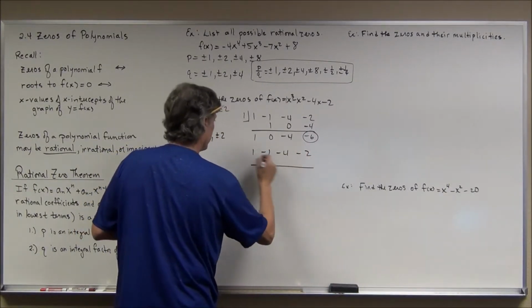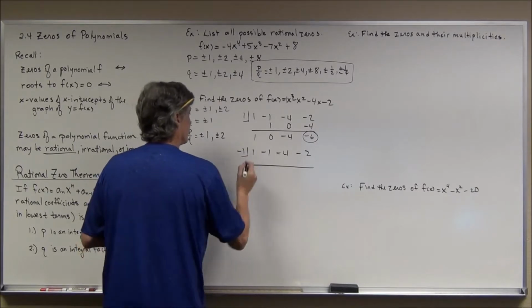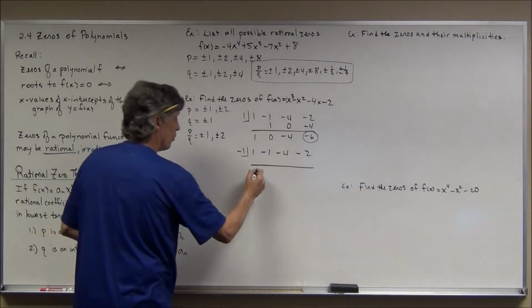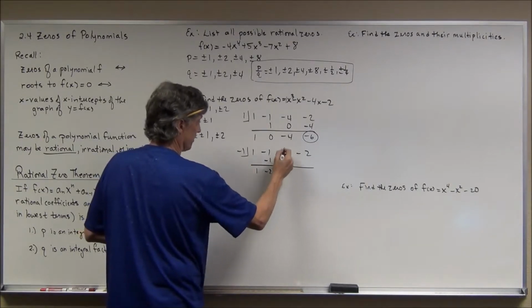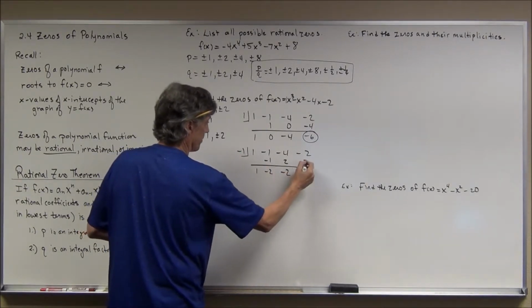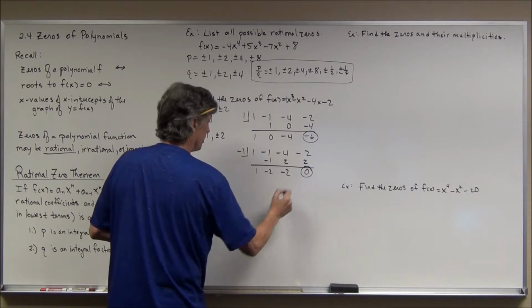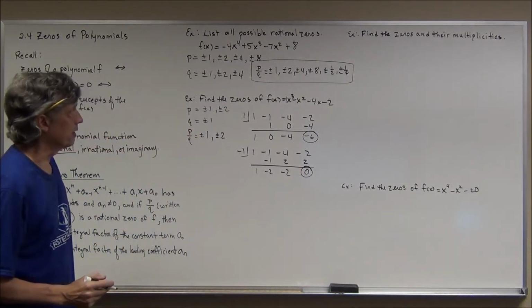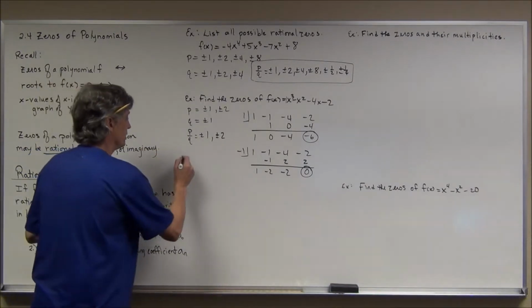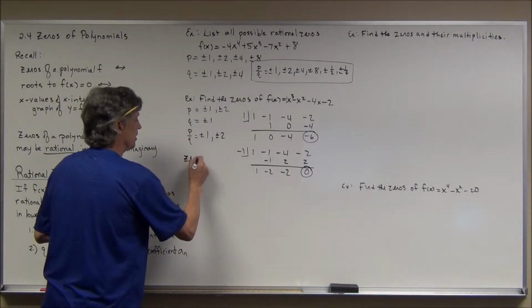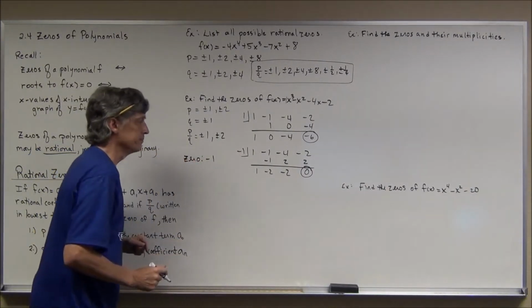So now, 1, negative 1, negative 4, negative 2. Now I will try negative 1. So that's a 1, that's a negative 1, that's a negative 2, that's a positive 2, that's a negative 2, that's a positive 2, that's a 0. There we go. We hit one. I have a 0 at negative 1. So I already have a zero. Here, let me write negative 1 on my list.